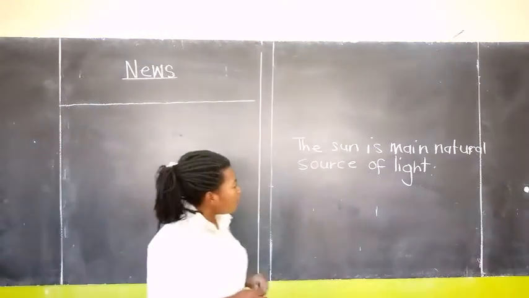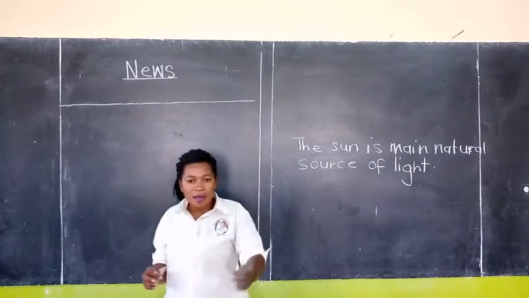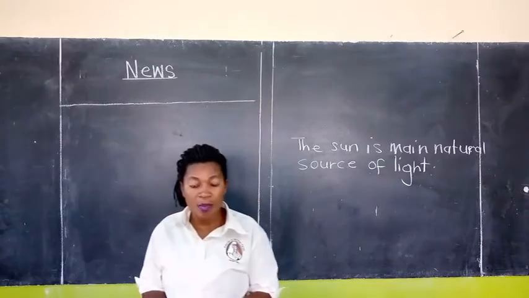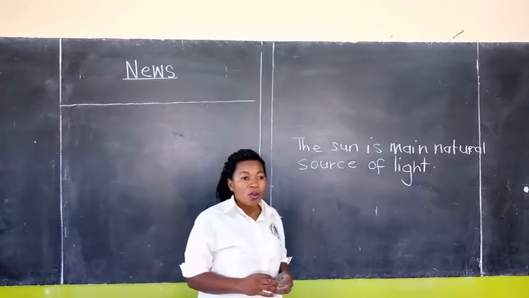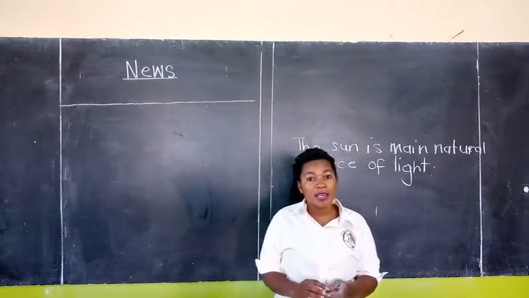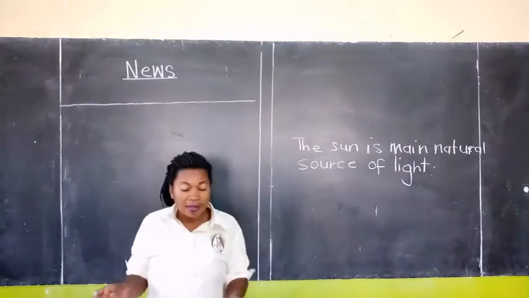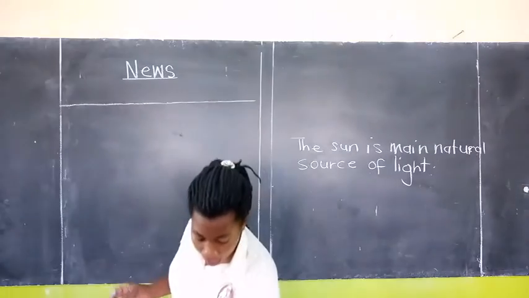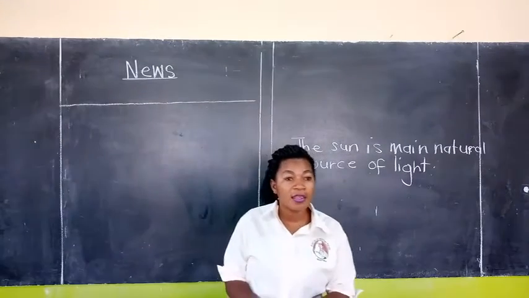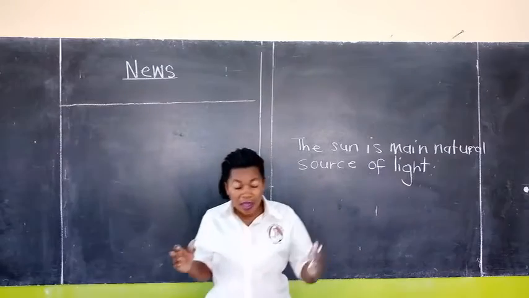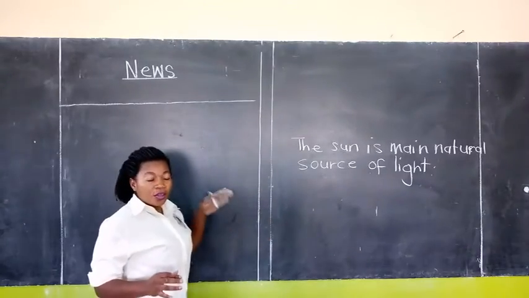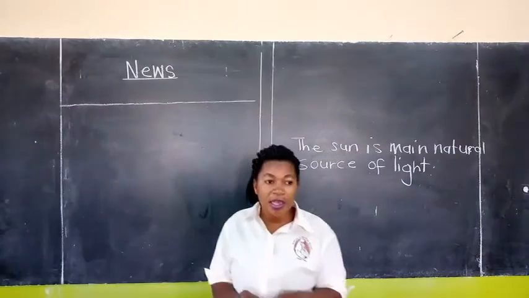And we also said that the sun helps plants to make their own food. All the heat from the sun helps plants to make their own food. And also we talked about the heat from the sun giving us vitamin D. We also said the heat from the sun dries our seeds. We say the heat from the sun gives us solar energy. So those are some of the uses of the sun that we talked about yesterday.